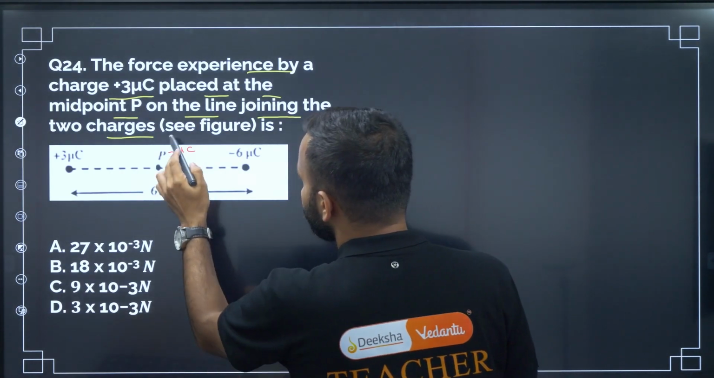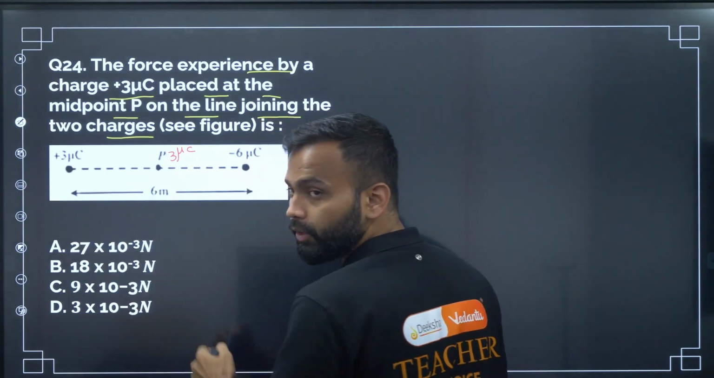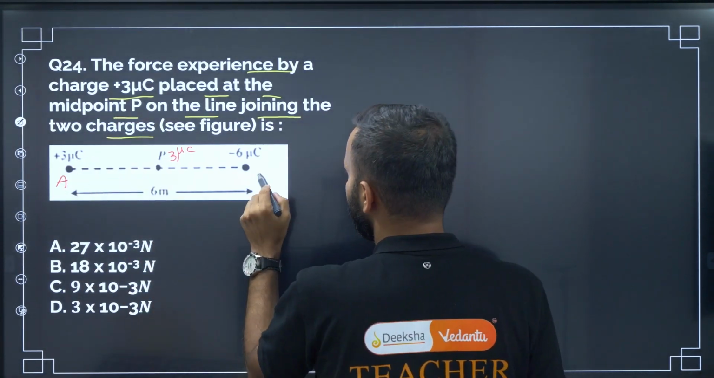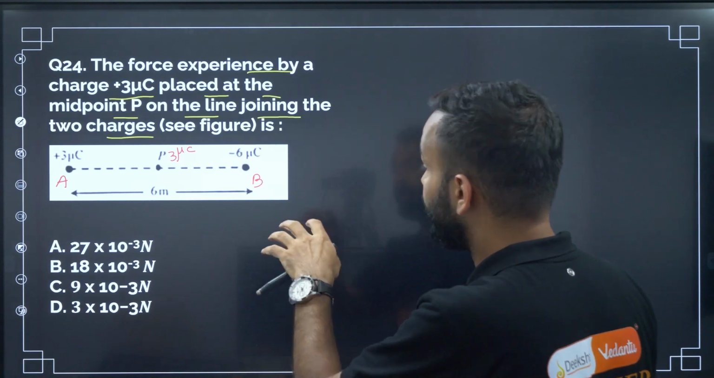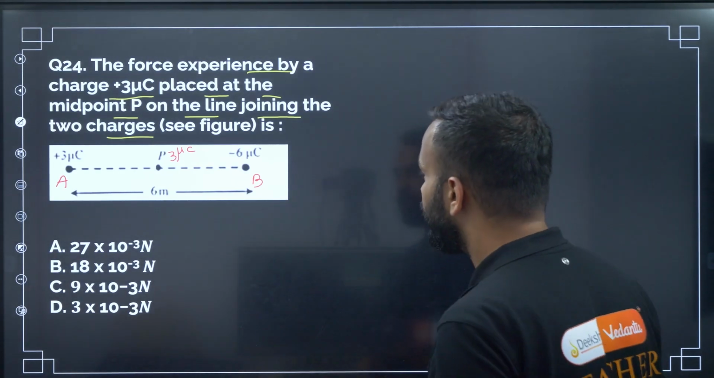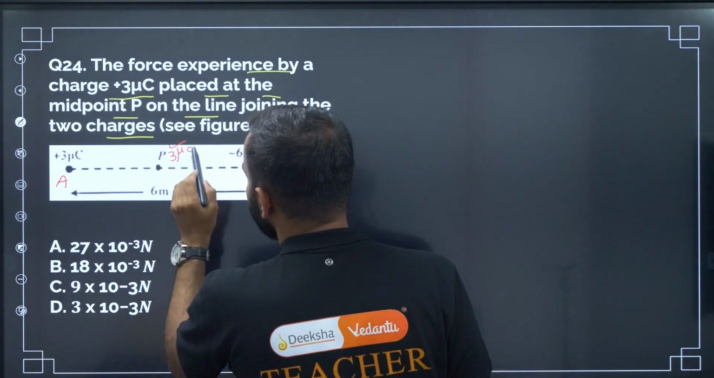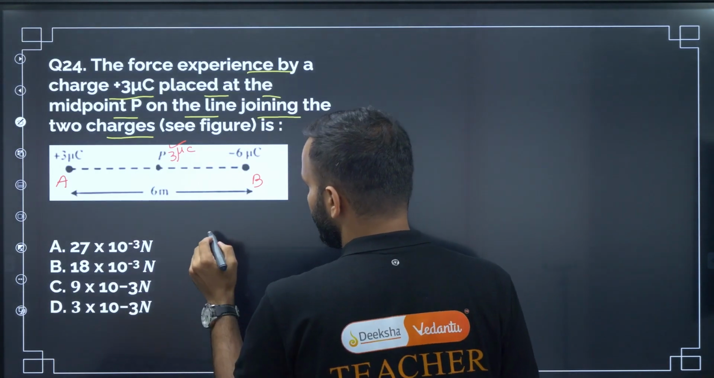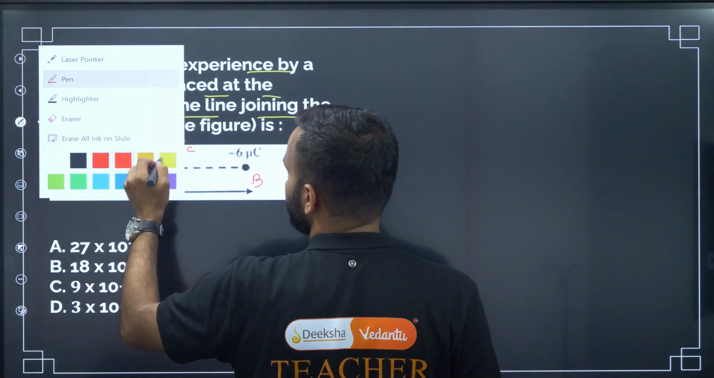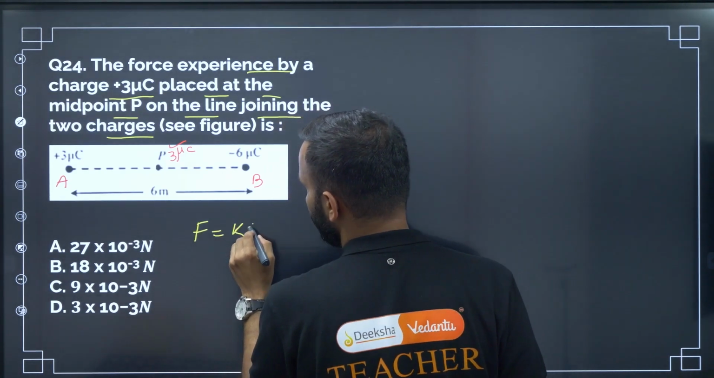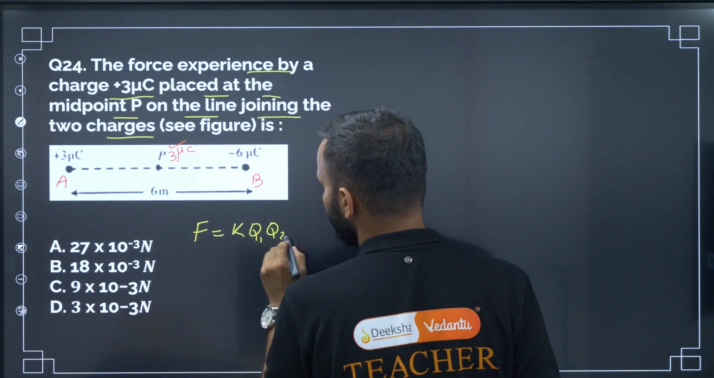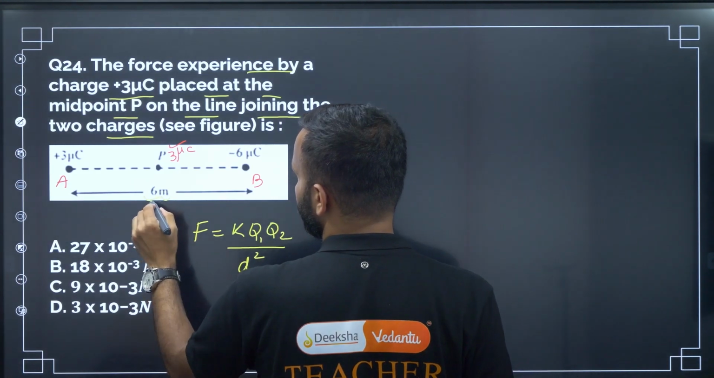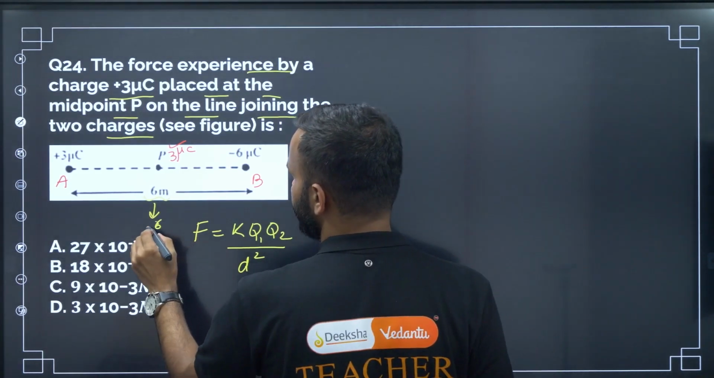Here the force on 3 microcoulomb charge due to this 3 microcoulomb charge, so let's say this point is A, this 3 microcoulomb charge is placed on A, and this is the point B. Minus 6 microcoulomb charge is placed on point B. So now the force experienced by 3 microcoulomb charge on point P due to 3 microcoulomb charge on point A, we have to apply Coulomb's law. So F equal to K into Q1 into Q2 divided by D square. D is 6 meter. This is D.